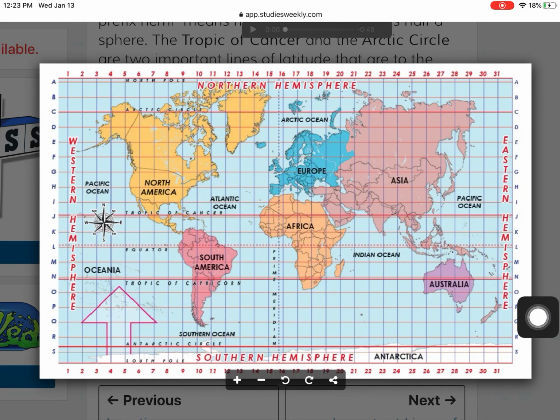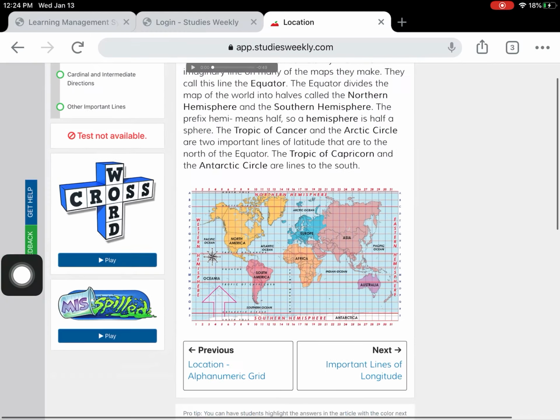So when we are looking at this map, we know the equator cuts it right in half. So that means everything north of the equator, everything up here, this is north of the equator, that is the northern hemisphere. Again, if we have it cut in half, everything below the equator is our southern hemisphere. So we have our northern, everything up here, and our southern hemisphere, everything below.